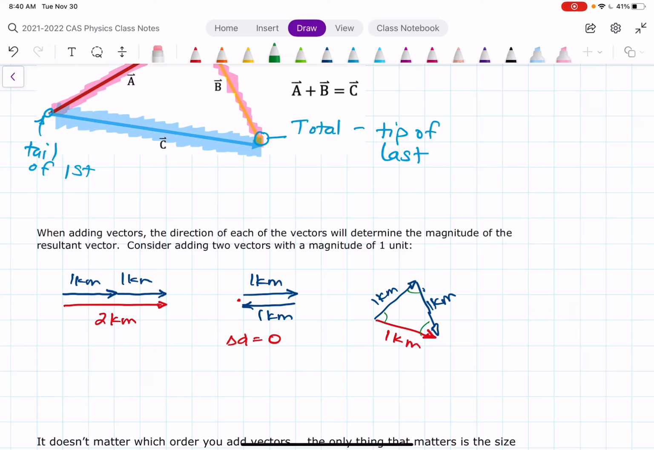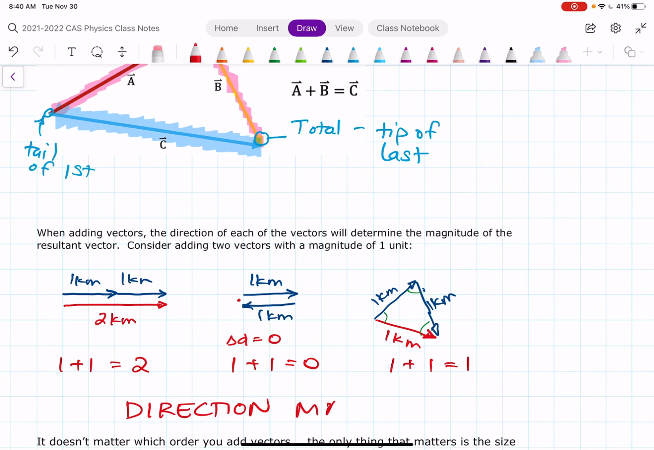So you can see there's 3 different scenarios here. In the first scenario, 1 plus 1 equals 2. In the second scenario, 1 plus 1 equals 0. And in the third scenario, 1 plus 1 equals 1. So all are possible. So what I'm really trying to say here is direction matters.